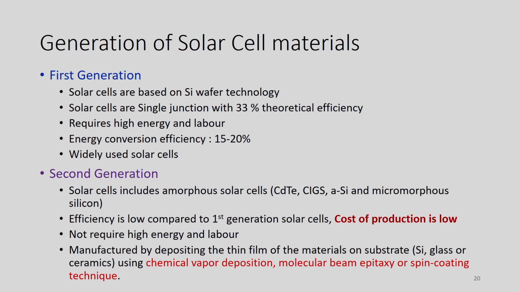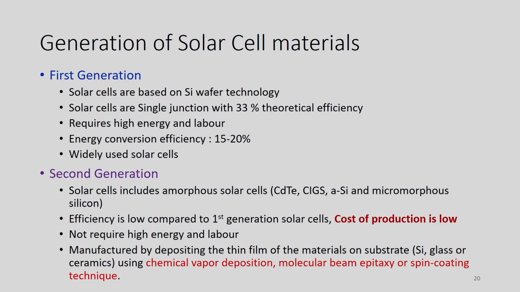In second generation solar cells, amorphous solar cells are included, like cadmium telluride and micromorphous silicon. Efficiency is very low compared to first generation solar cells, but the cost of production is also very low. It requires less energy and labor, and it is manufactured by depositing a thin film of materials on substrates. The substrates may be silicon, glass or ceramics, and different techniques are used. Among them, chemical vapor deposition, molecular beam epitaxy or spin coating are prominent, and people have used these methods extensively.